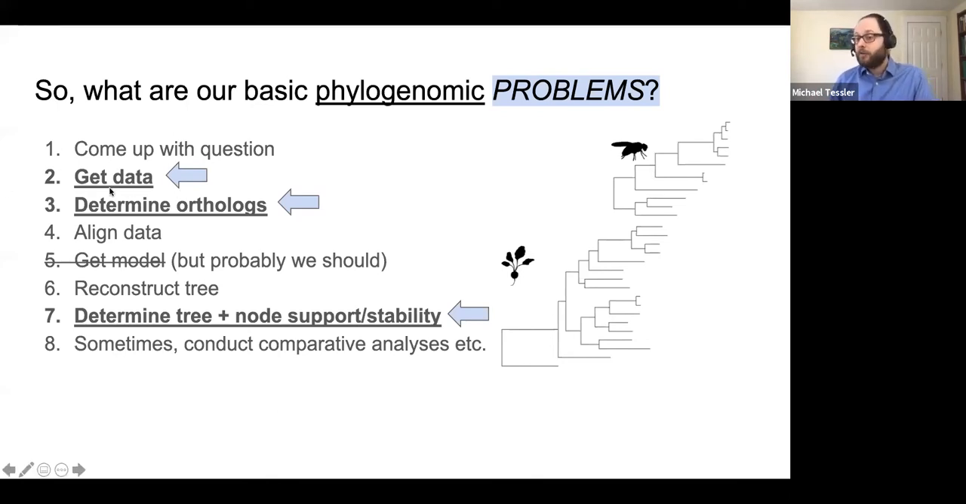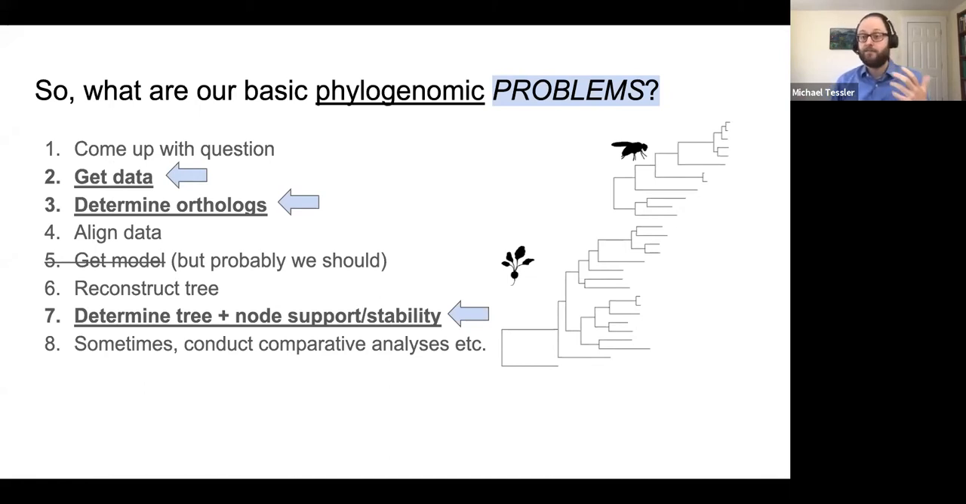But what about other data sources? So in this case, particularly morphology, right? How does that play in here? This is kind of the big question. Does this matter? Should we be using it? Is it worth our time? Does it make any difference?